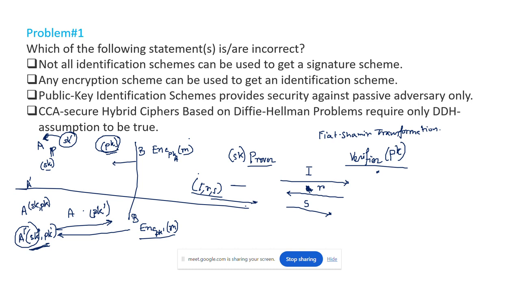Because an encryption scheme will have a public key and a private key, and accordingly we can share it and prove it. So there is a basic difference between an encryption scheme and an identification scheme. As I mentioned, an encryption scheme solves the problem of securely communicating some message through a public channel, but an identification scheme has a different purpose.